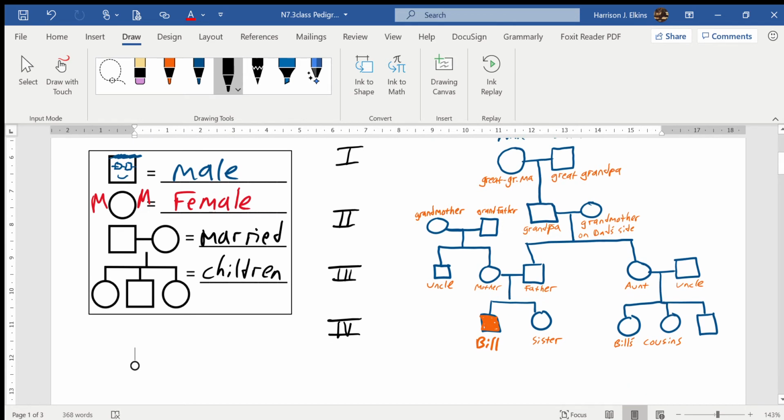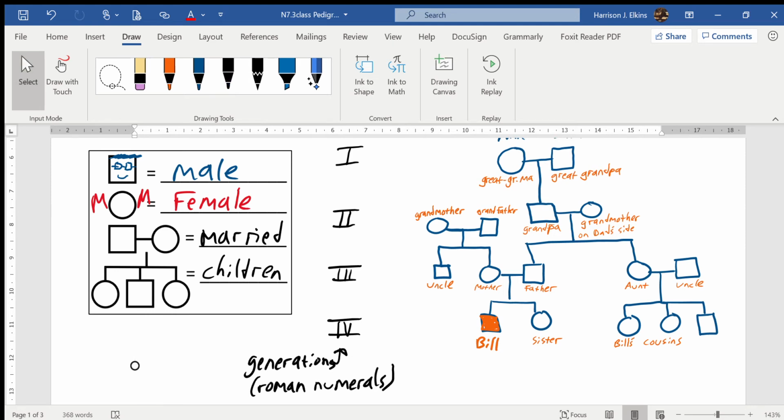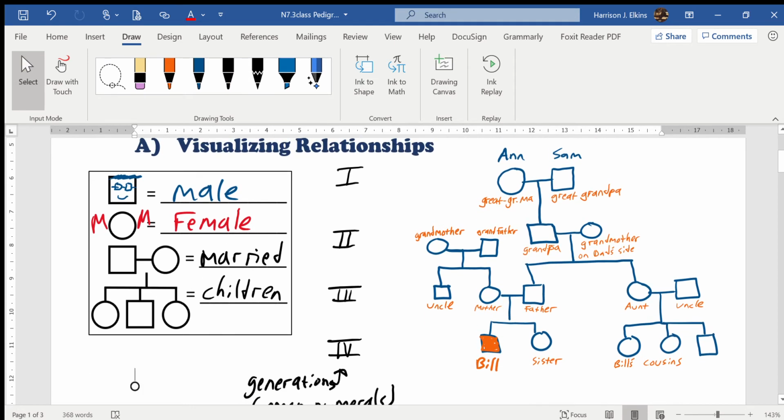Okay, so let's label these here as generations. And when you draw a family tree, you want to label the generations with Roman numerals. Great. Okay, so now we know how to create a family tree and how to use squares and circles to represent males and females marrying and having kids.